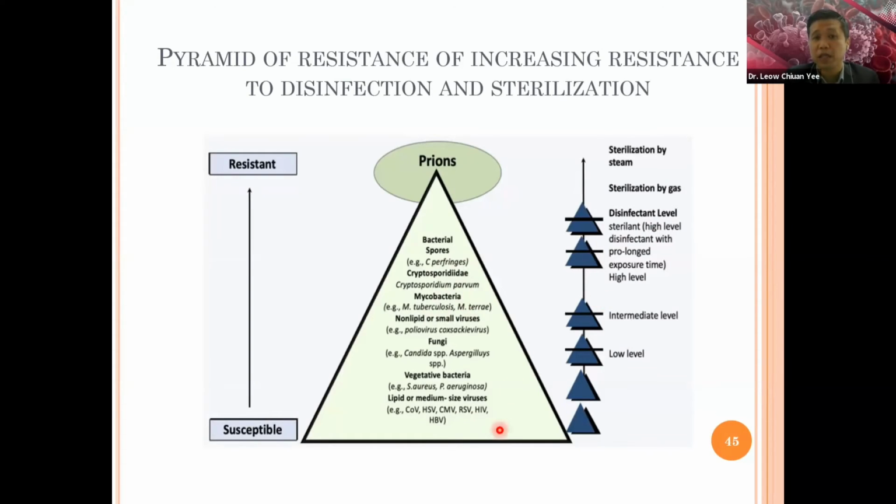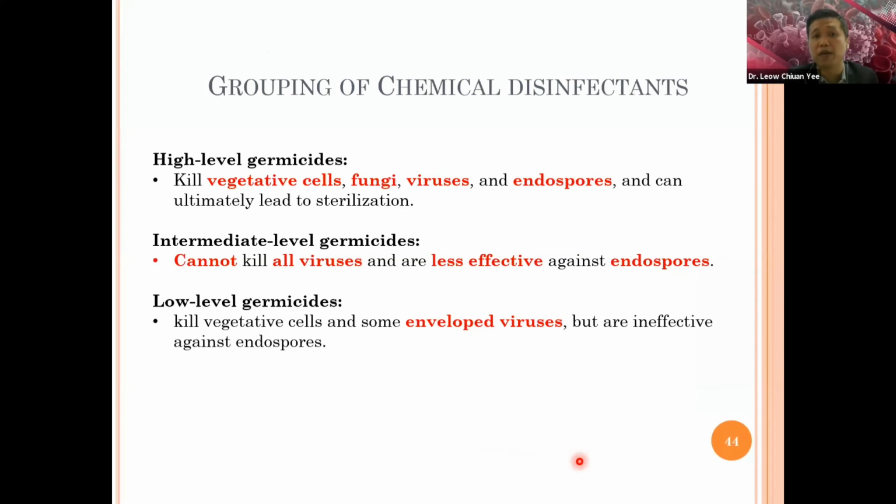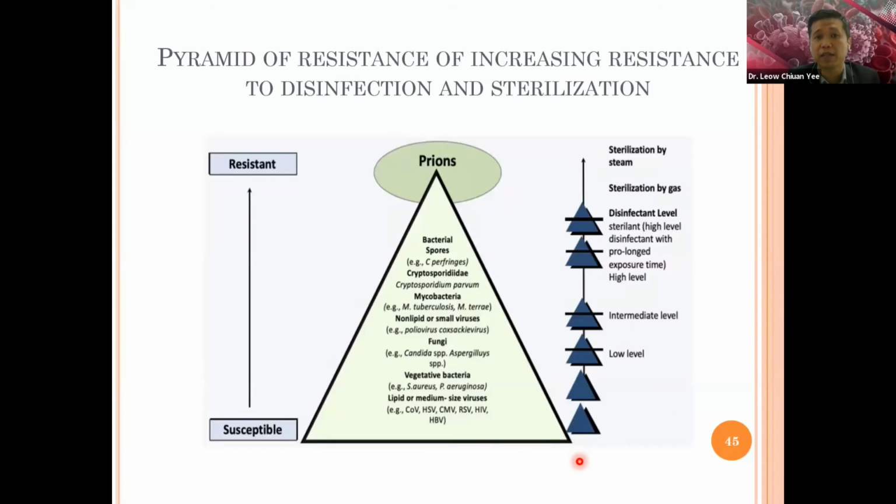But today, because luckily coronavirus sits underneath the pyramid, it can be killed using the normal... I can't say normal. We can use the low level germicide to kill this kind of enveloped virus.